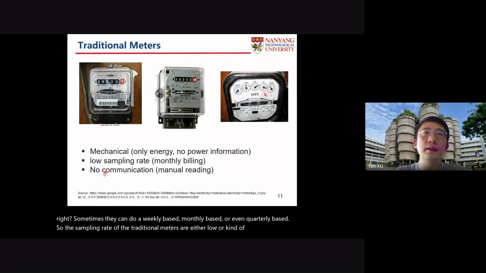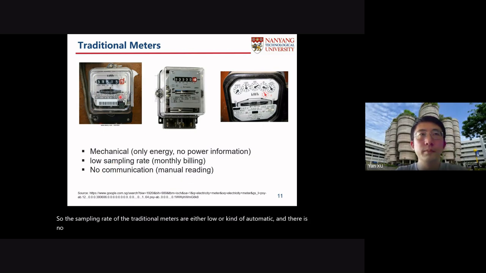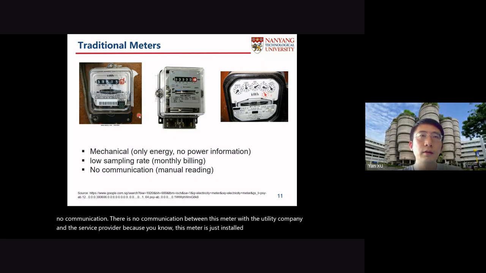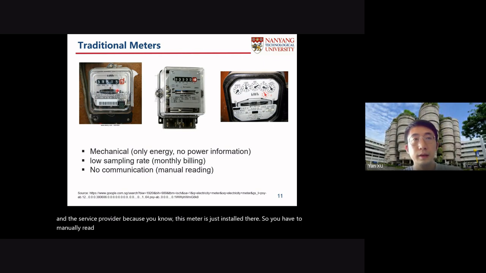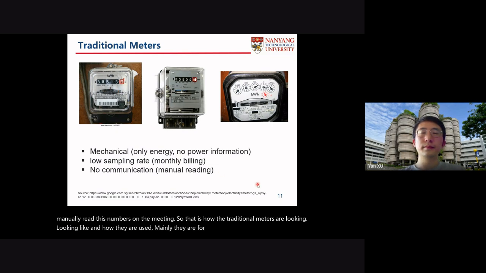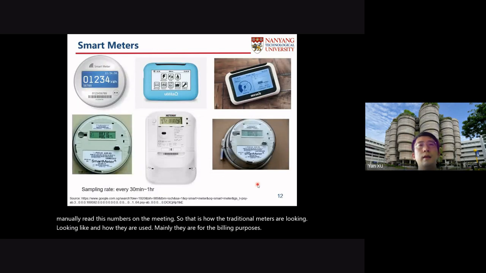And there is no communication between this meter and the utility company and the service provider, because this meter is just installed there. So you have to manually read these numbers on the meter. So that is how the traditional meters look and how they are used. Mainly they are for billing purposes. But smart meters are very different.